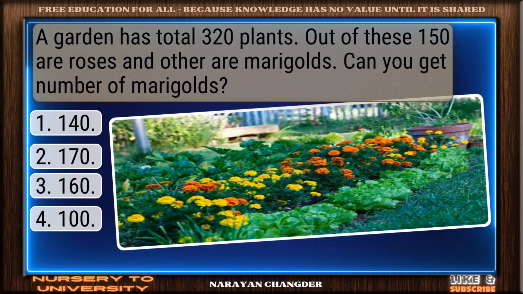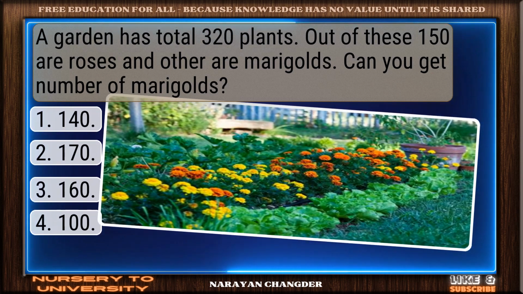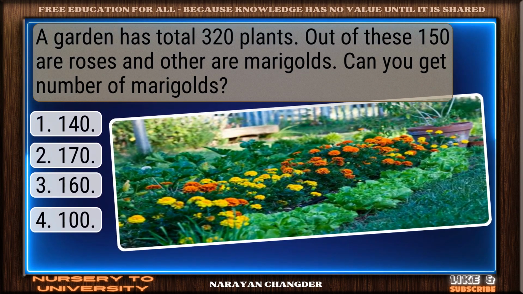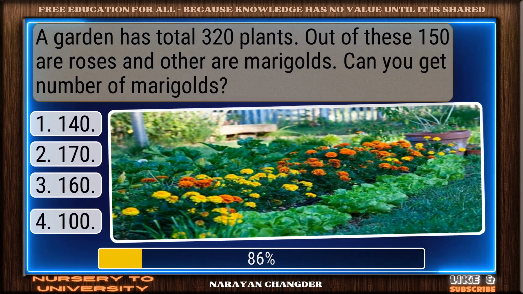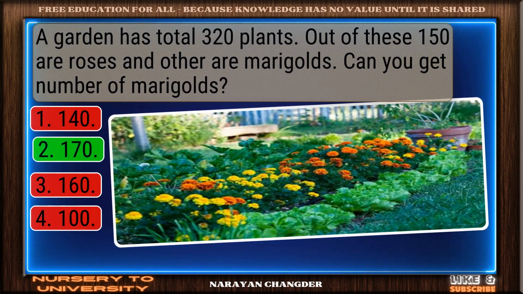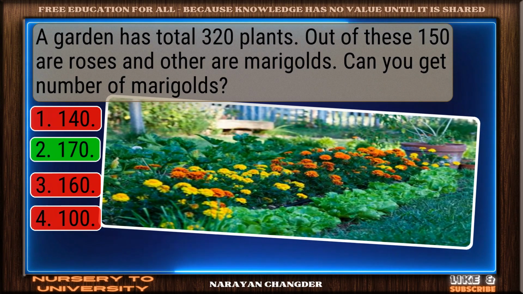A garden has total 320 plants. Out of these, 150 are roses and the others are marigolds. Can you get the number of marigolds? Exactly. 170 makes sense and it is the right choice.